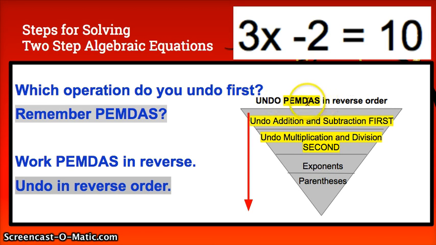So with the order of operations, you used to do addition and subtraction last. When you're doing inverse operations, you do them first. So make sure you write this down. You're going to undo addition and subtraction first. Then you're going to undo multiplication and division. That's really the only new thing today. Let's look at how it would work.